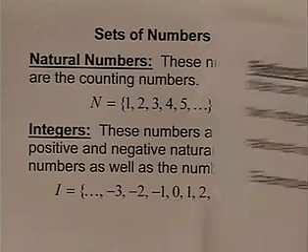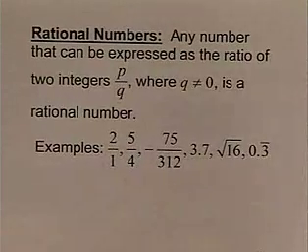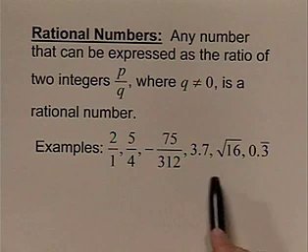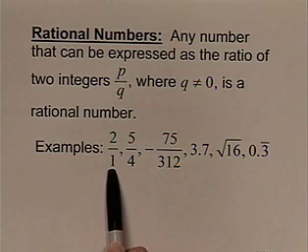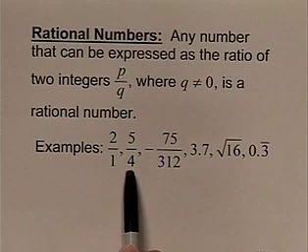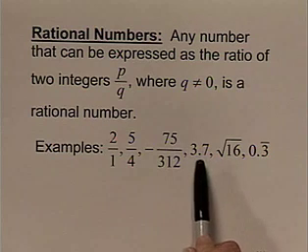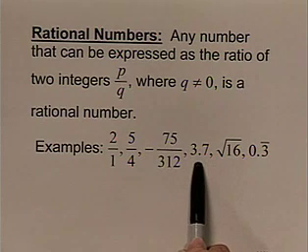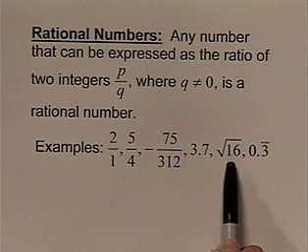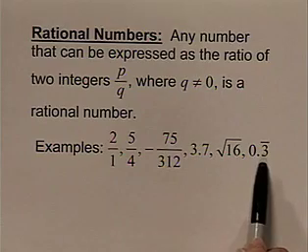Here's another set you need to be familiar with, the rational numbers. Any number that can be expressed as the ratio of two integers, p over q, where q is not 0, is a rational number, and here are some examples of rational numbers. Notice that any integer, and therefore any natural number, is a rational number, and a fraction where the numerator and denominator are integers, like the next two examples, a decimal that terminates, which means stops, a square root or a root that has an exact value, and a repeating decimal.